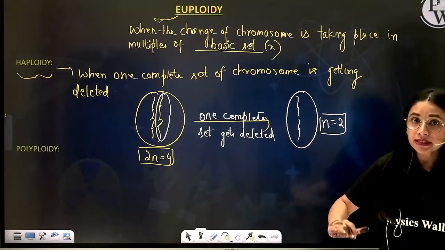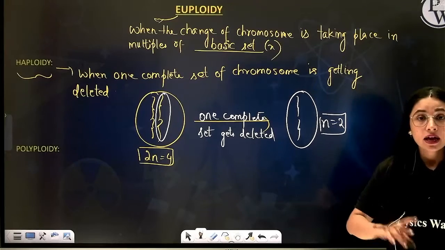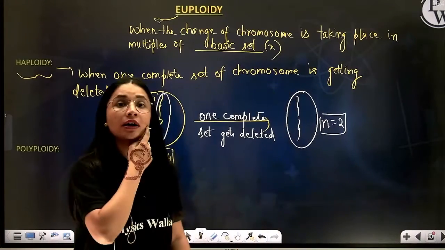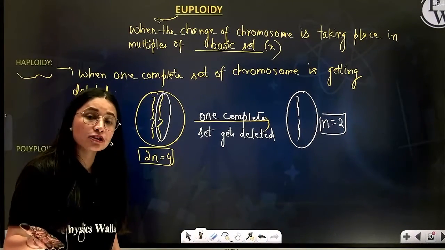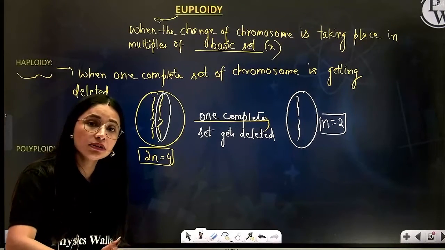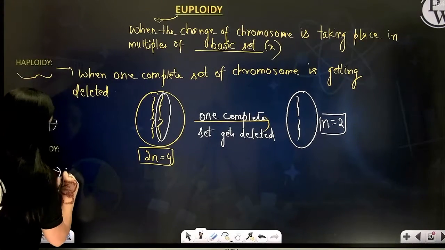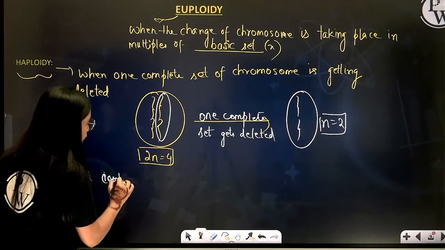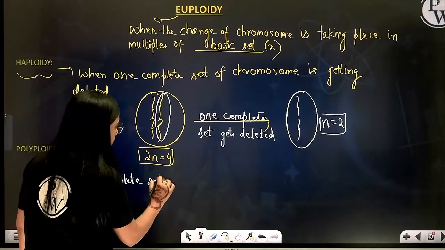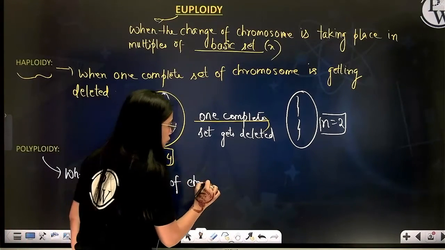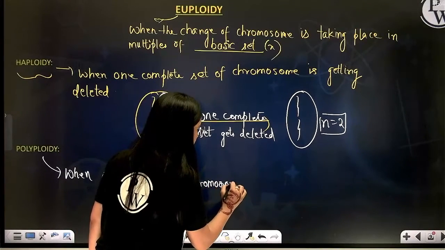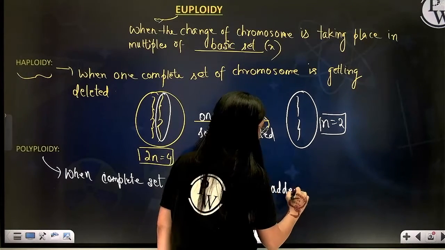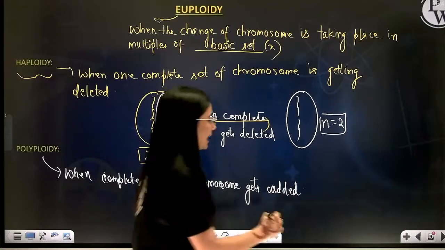Now, opposite to it is polyploidy. That means when the number of sets of chromosome gets doubled, or when one complete or more than one complete sets of chromosome are added to the natural condition. So what is polyploidy, beta? When complete sets of chromosomes are added. Complete set of chromosome gets added.